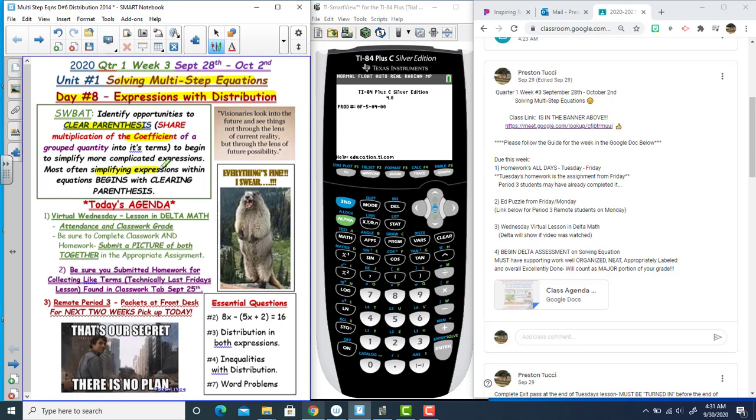Most often, simplifying expressions within equations begins with clearing parentheses if there's an opportunity to do so. So we'll see what those opportunities look like today.